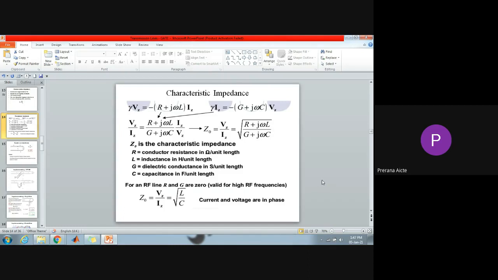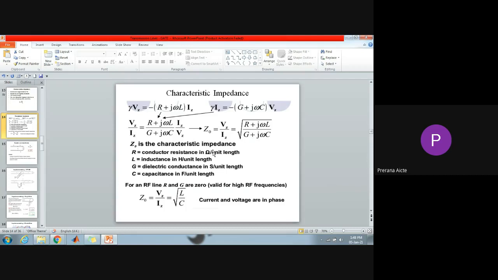In the previous class, we discussed the transmission line parameters, transmission line equations, and transmission lines of different types, that is lossless transmission lines and lossy transmission lines, and characteristic impedances. Now, the characteristic impedance of a transmission line is defined based on the primary parameters.